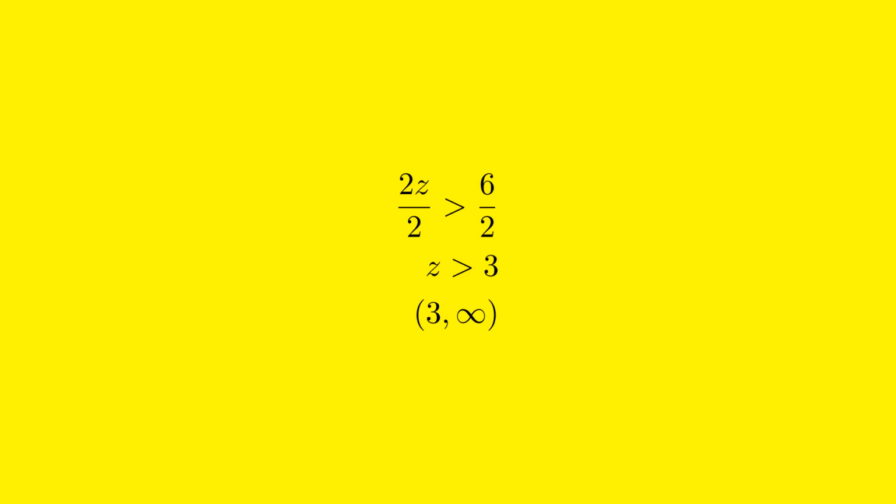This concludes the solution. In summary, we solved the inequality 2z + 4 > 10 and found that z is greater than 3. This is expressed in interval notation as (3, ∞).